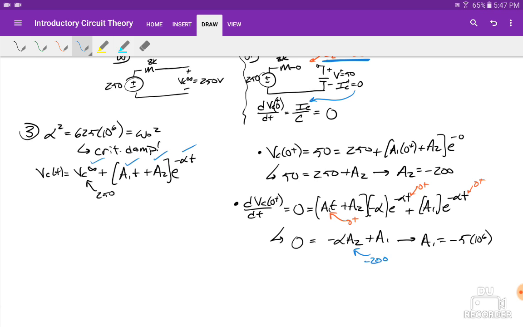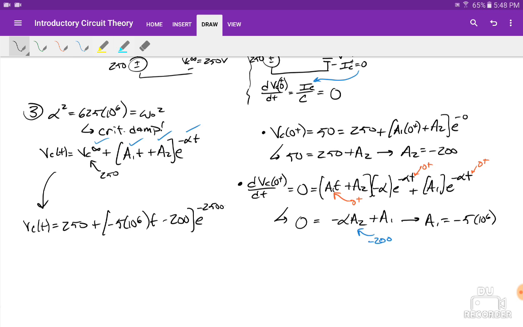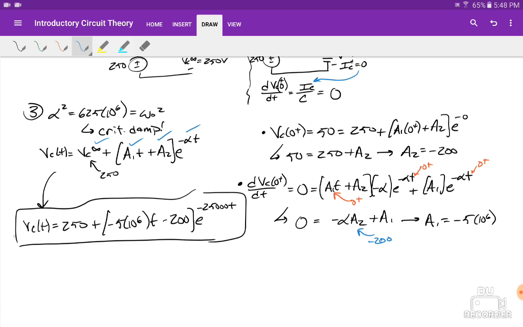All right. So now that I've ended up solving for everything, I can actually give a final statement. Coming over to the left side again, I'll bring it down even more because I'm going to need to stretch this some. Vc as a function of time is going to be 250, that's my final value, plus a1, which was negative 5 times 10 to the 6, multiplied by t, plus a2, which was a negative value, so t minus 200, which is my a2, times e to the negative alpha t, where alpha was, I think, 25,000? Yep, 25,000 t. This is my answer.